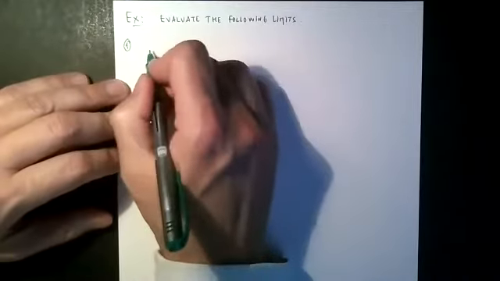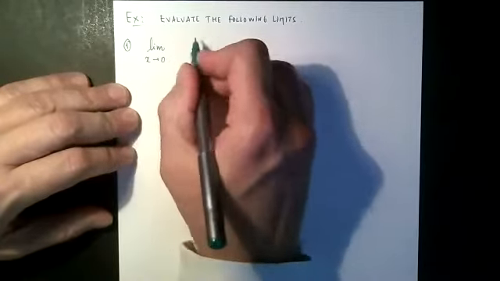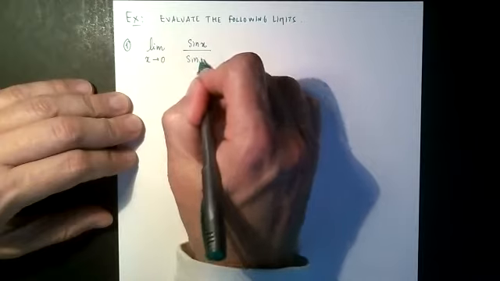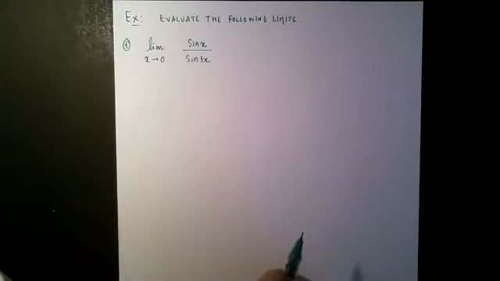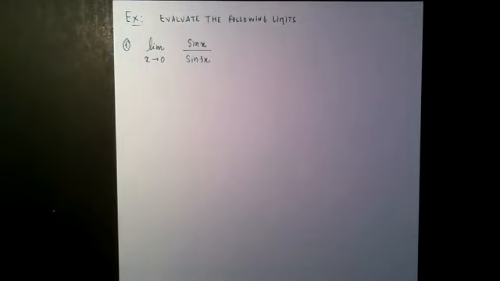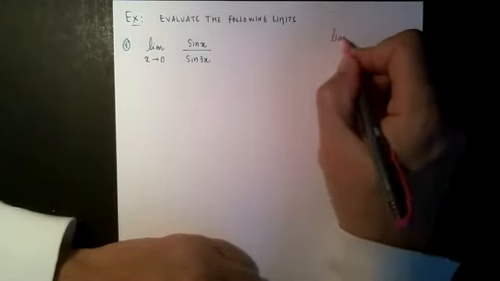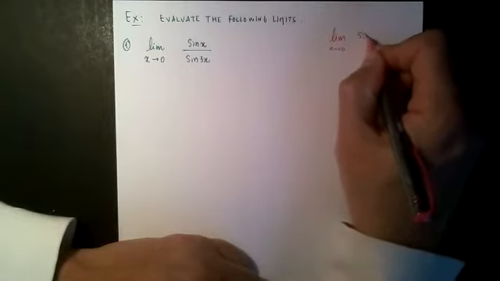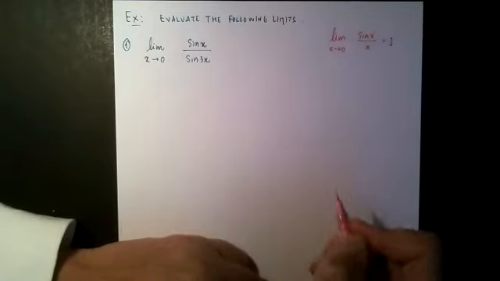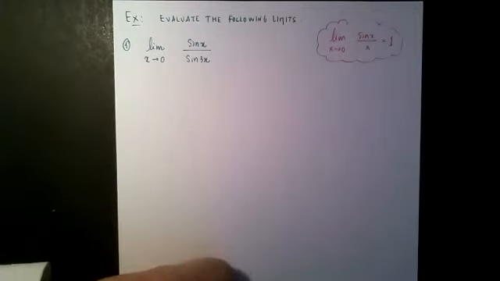So right away, I'm going to go to something a bit harder. The limit as x approaches 0 of, let's say, sine x over sine 3x. Okay, so remember from yesterday, we proved that the limit as x approaches 0 of the sine of x over x is equal to 1.